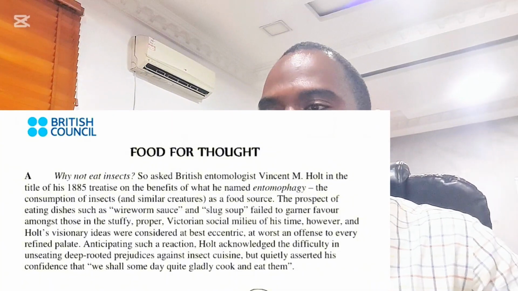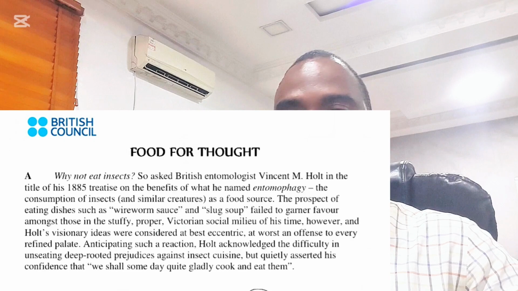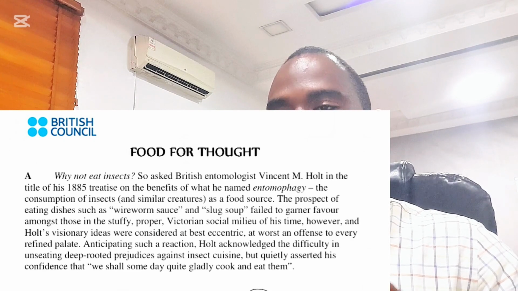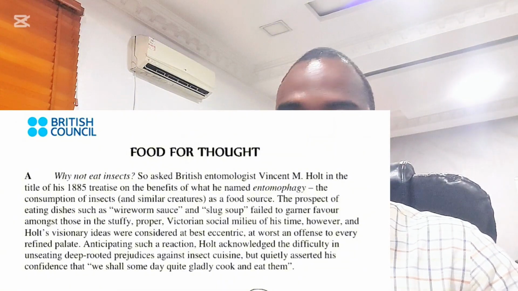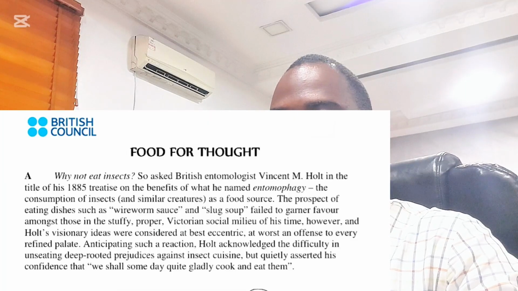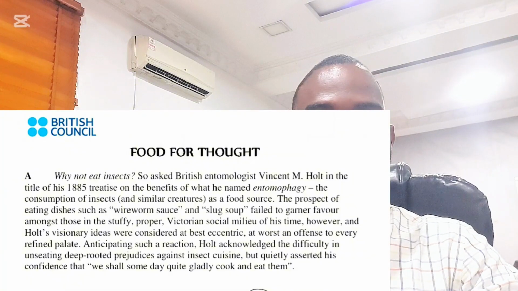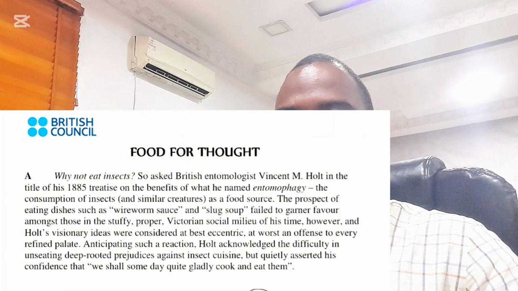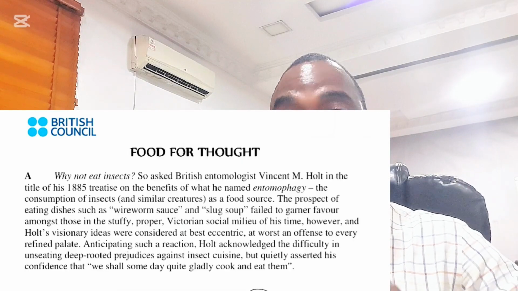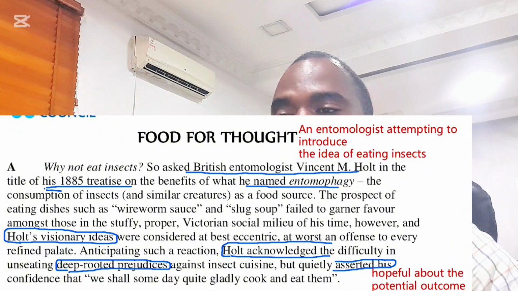From the first sentence, we have, why not eat insects? That's a rhetorical question, I guess. So as British entomologist Vincent Holt, in the title of his 1885 treatise, in the benefit of what he named entomophagy, the consumption of insects as a food source. So from this first sentence, somebody, the name of an entomologist, is introduced, and the whole of that sentence seems to be discussing his idea about eating insects, right? So I think that would guide me through the rest of the passage.